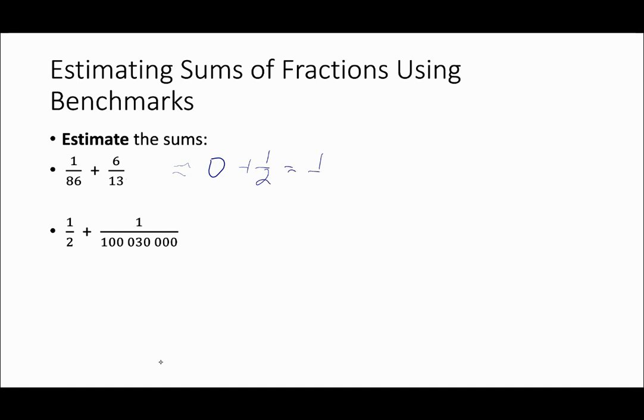I can add this fraction because, well, 0 is just 0. Okay, we've got 1/2 plus 1 all over 100 million. That is a super small number. That's almost negligible. It almost doesn't matter. It's so small. So it is 1/2 plus 0 equals a half.